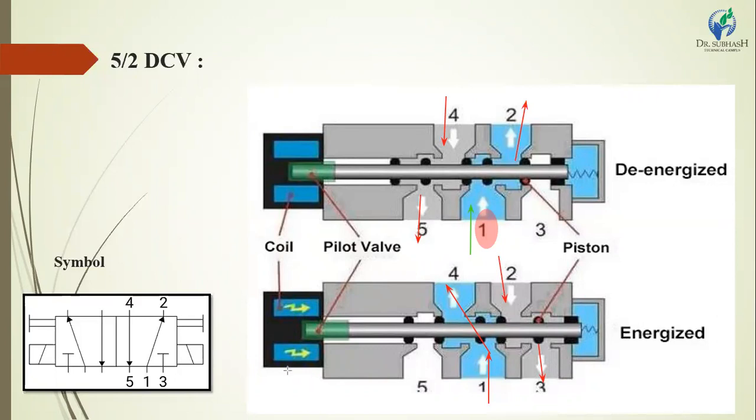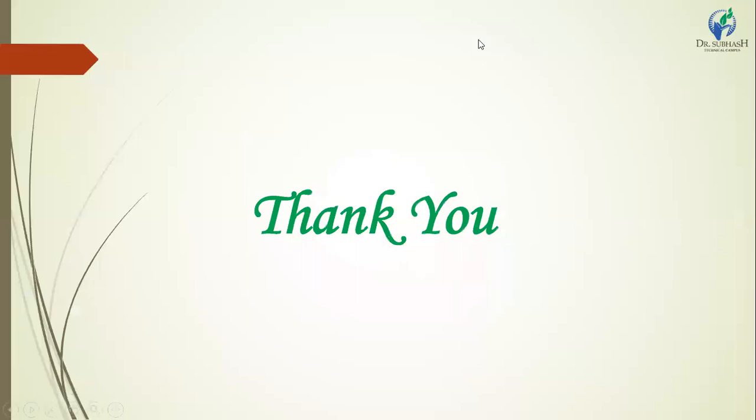This is the 5 by 2 direction control valve. Here you have to note the numbering, the positions, and the arrow diagram of the flow of hydraulic oil. One is the port directly connected to the hydraulic pump. 2, 3, 4, and 5 are the input and output ports to the hydraulic working system. Okay, thank you.